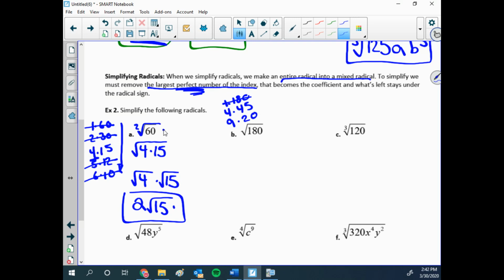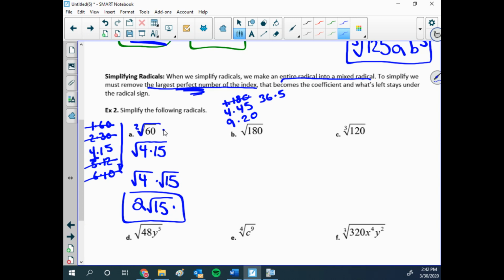16 is also another perfect square, but that doesn't divide evenly into 180. 25 is my next perfect square, which doesn't divide evenly into 180. After 25, it's 6 squared, so 36. So 36 times 5 is 180. I could go divide by 49, which now, if I look, is larger than some of these numbers that are here. So I know that I found all of the perfect square factors of my index.